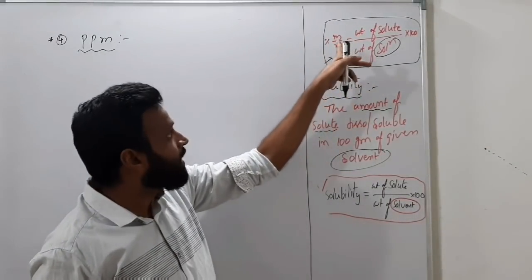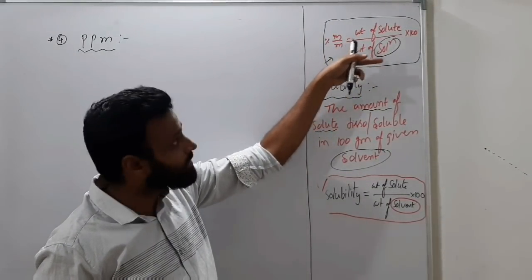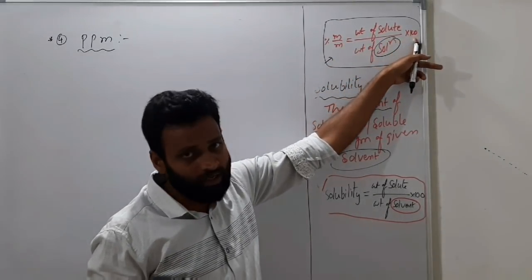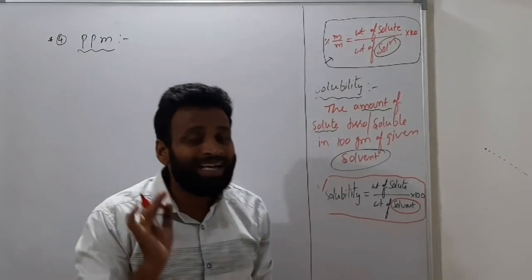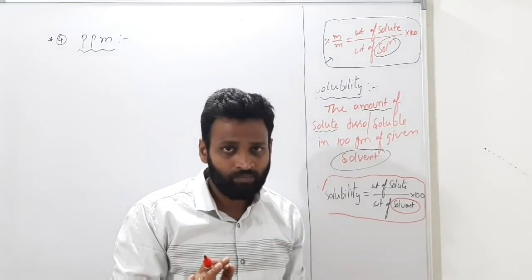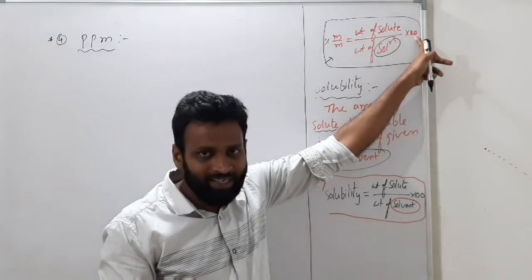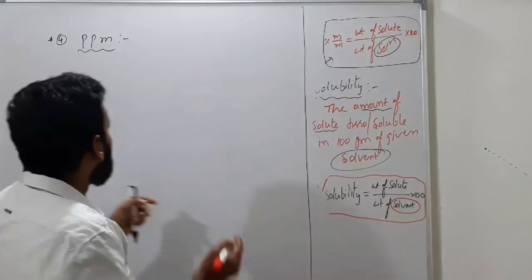Percentage M by M means weight of solute by weight of solution into 100, right? Percentage weight by weight. Whereas for ppm, into 10 power 6 you write out. 10 power 6 means 1 million or not? Tell me. So what definition can you give for ppm?